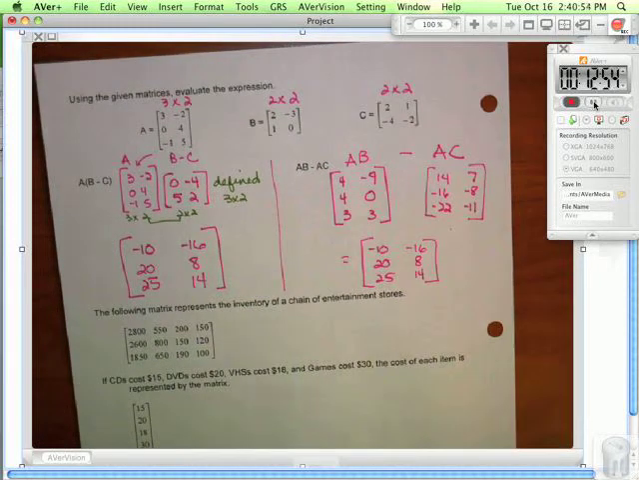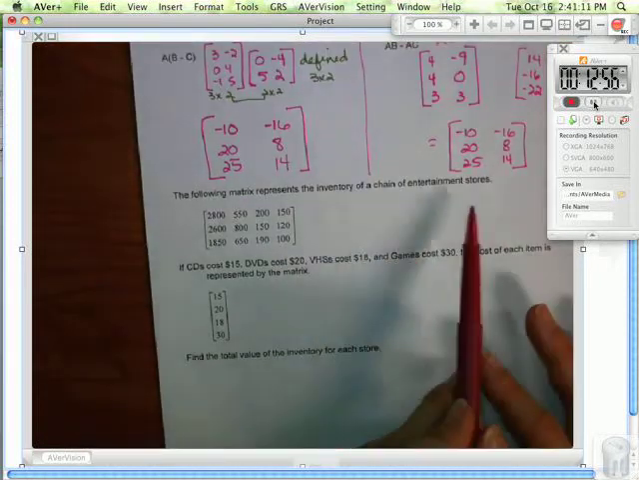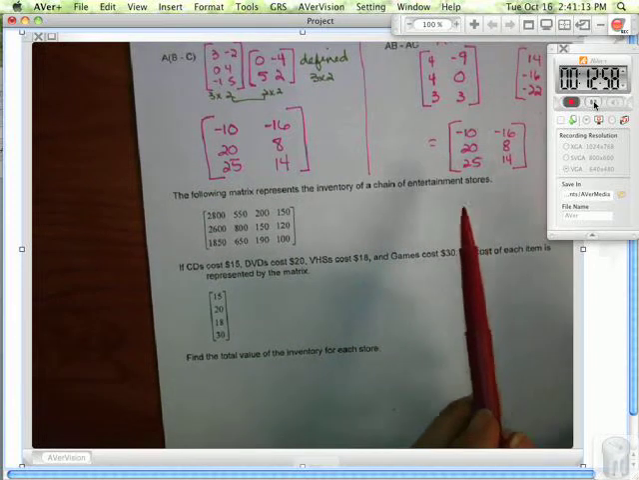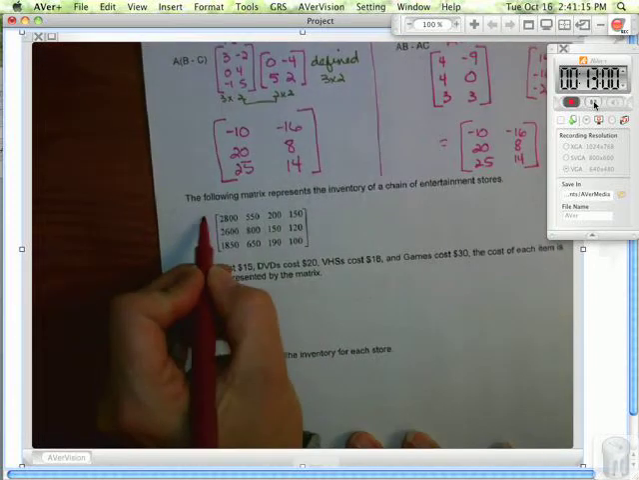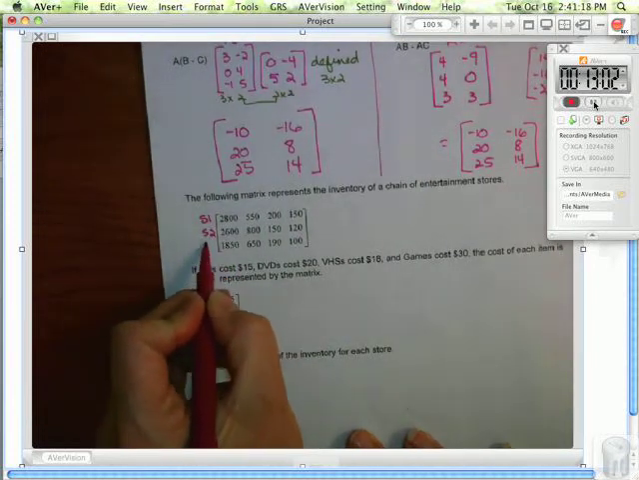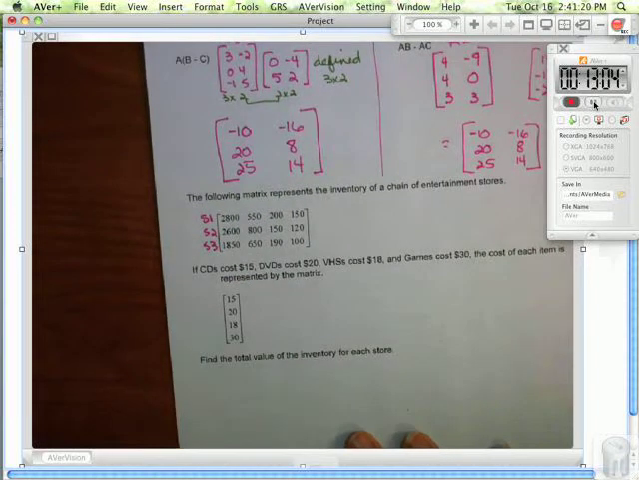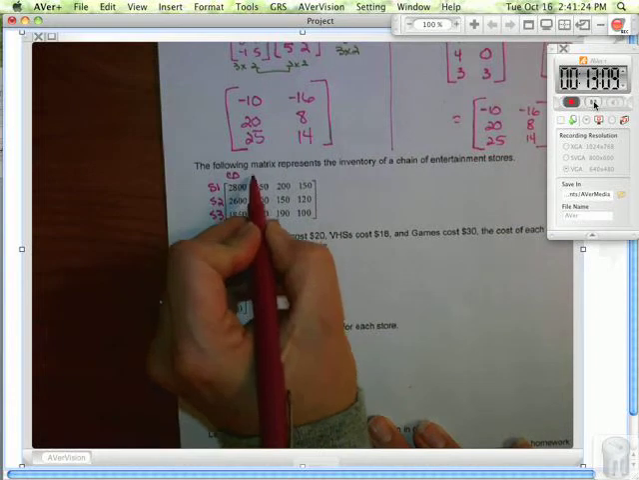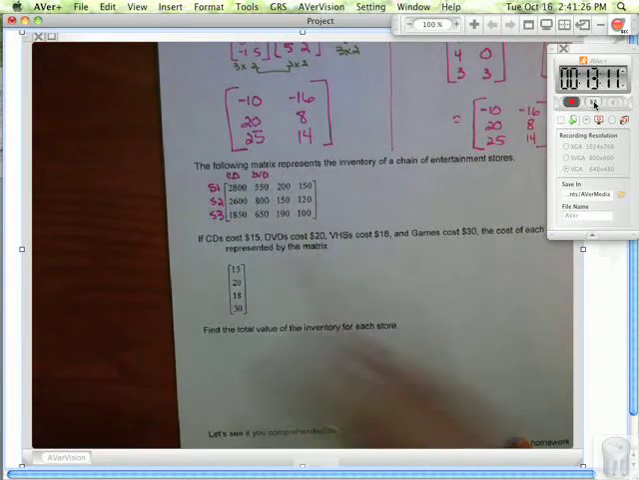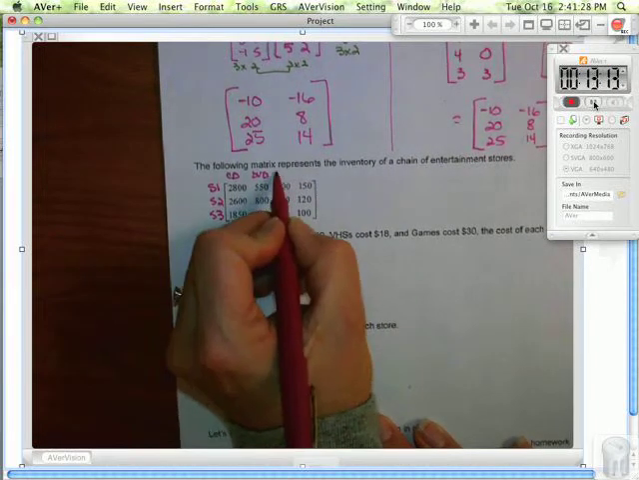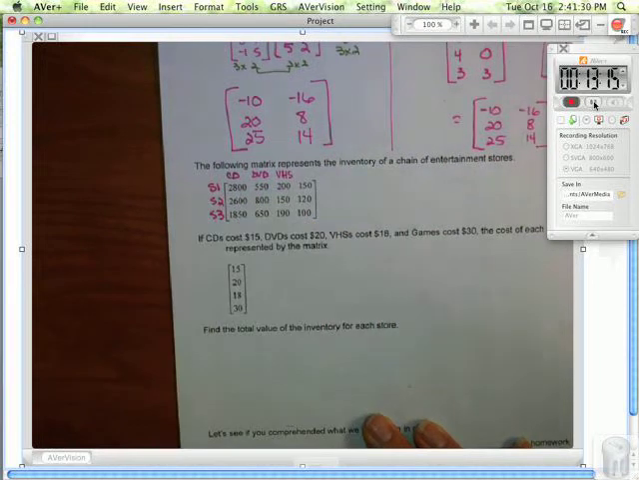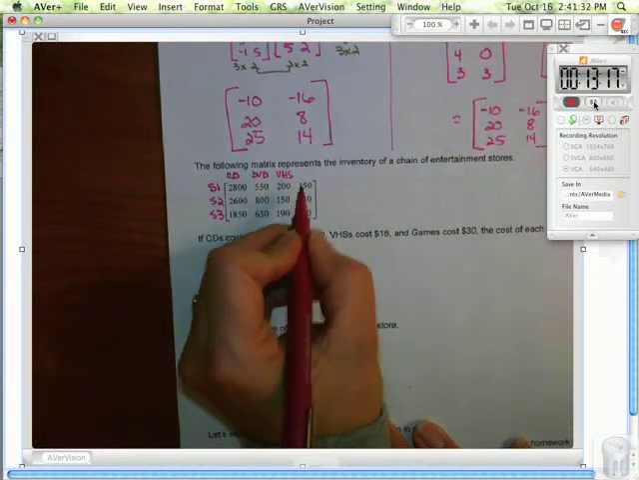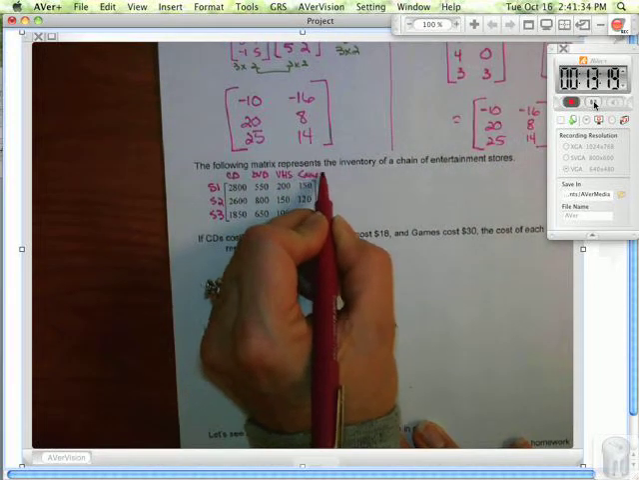Of a chain of entertainment stores. I think there's some stuff missing from this picture, actually. I'm going to say store 1, store 2, store 3. This represents CDs. This represents DVDs. Do y'all remember what VHS is? And games. These are games, okay?